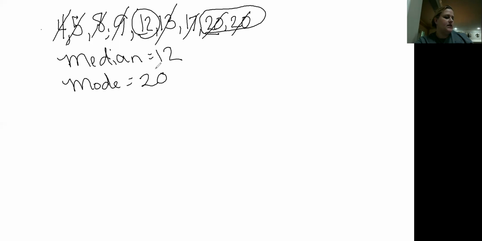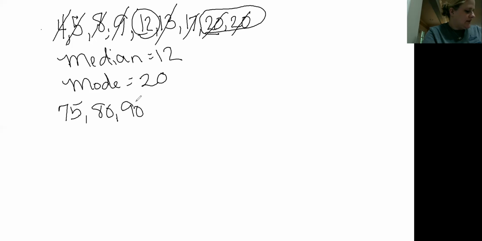Okay. Now on number 2, if you were to work that problem, you would find that if you listed all your data, you'd have 75, 80, 90, 100, 102, and 110. And so that's 6 pieces of data.